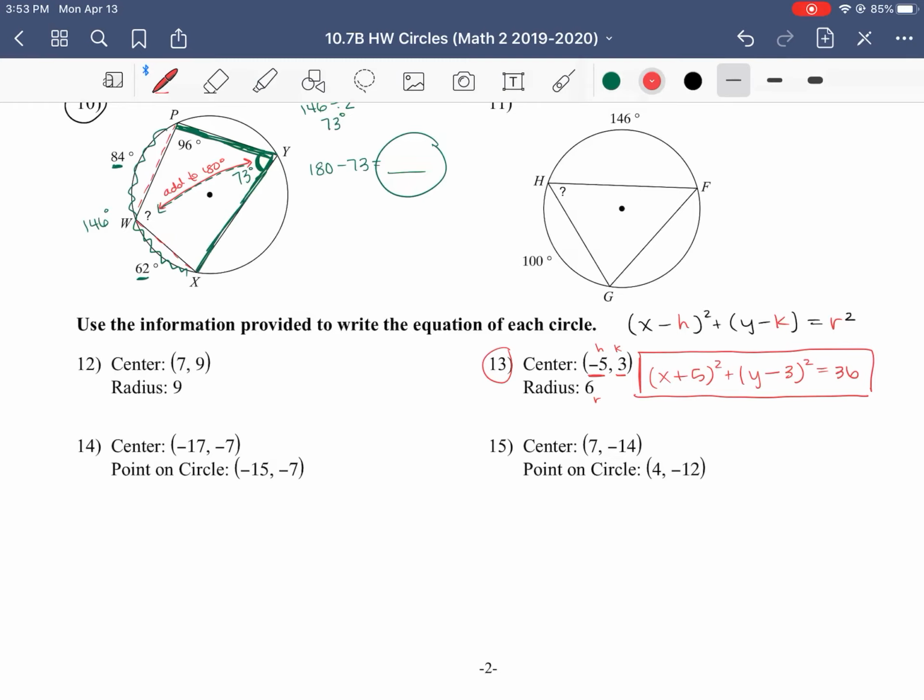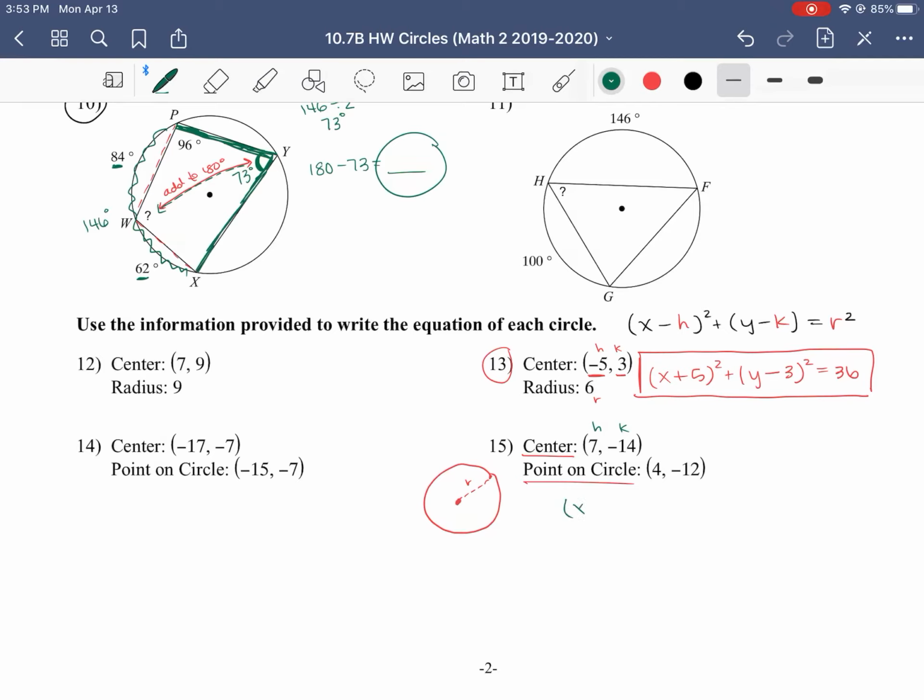Okay. The next one gives us the center and a point on the circle, so we don't know the radius. Now we talked about this one. If you know the center and you know a point on that circle out there, then this distance right here is the radius. So you need to use the distance formula to find the radius. So again, I know my h and my k, and I'm going to start building that equation. Same way we did the one up there.